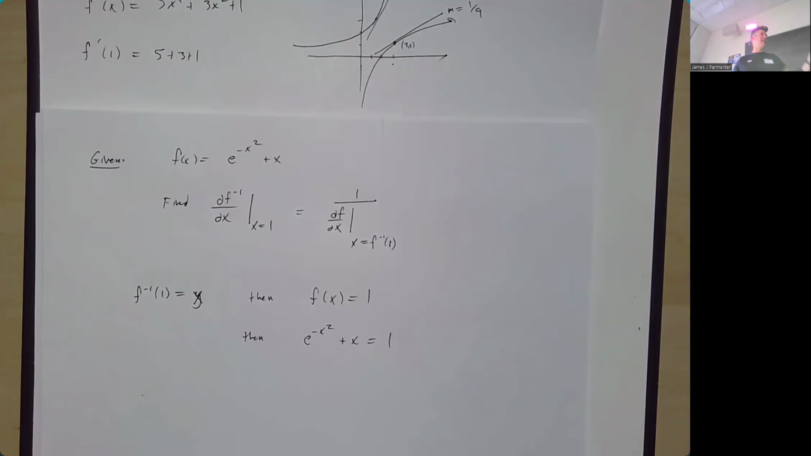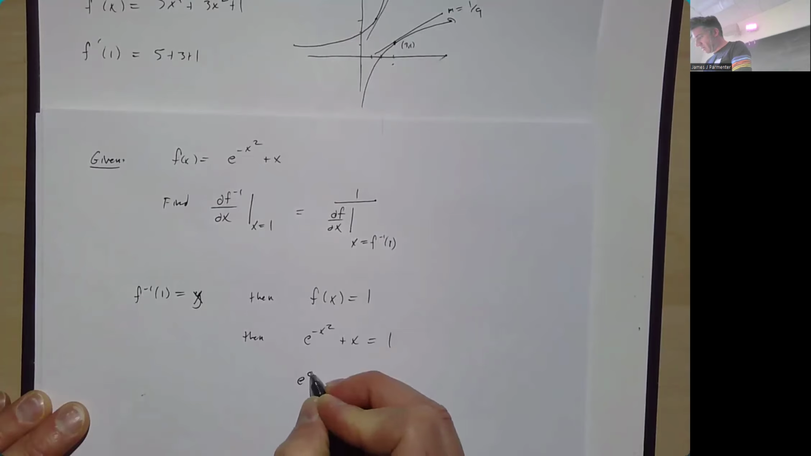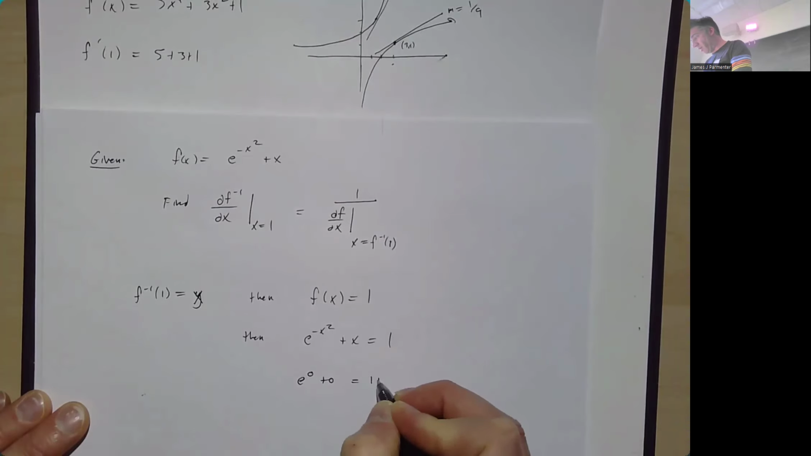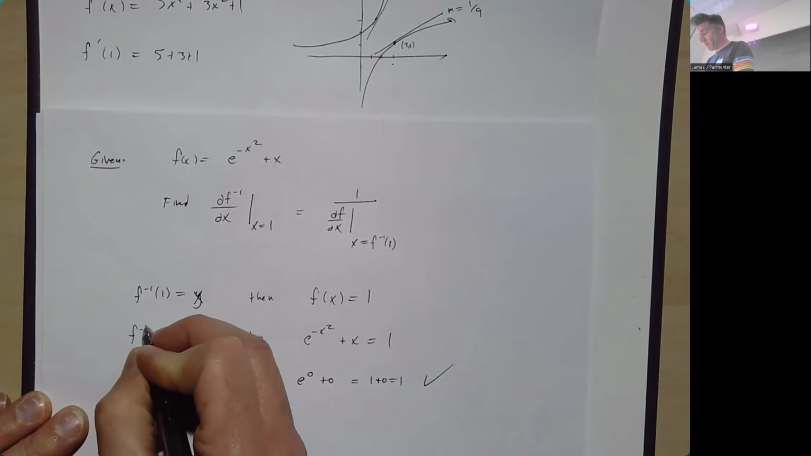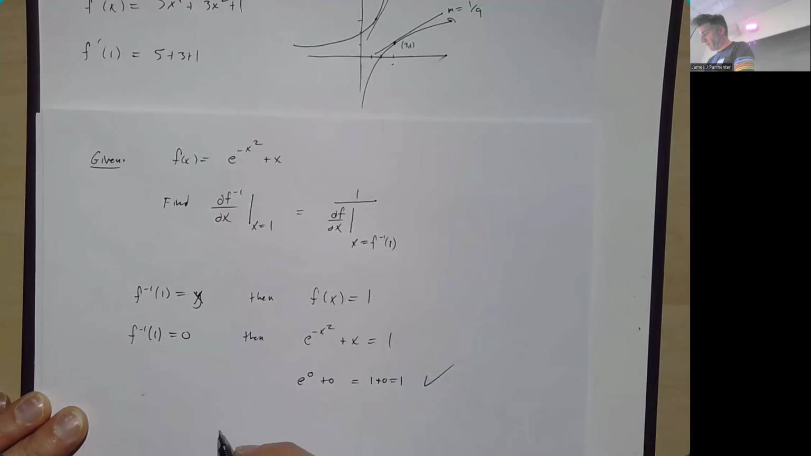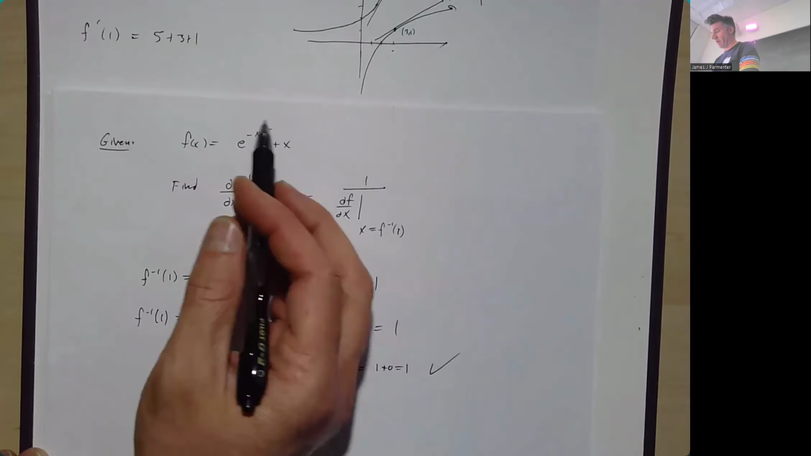What's the number you can take e to the power of and get a nice whole number? e to the 0. What's e to the 0 equal to? Cool. So e to the 0 plus 0 definitely is equal to 1. So that means f inverse of 1 had better be 0. So f of 0 is equal to 1. And now we're pretty much good to go. We still have to find the derivative, I guess.